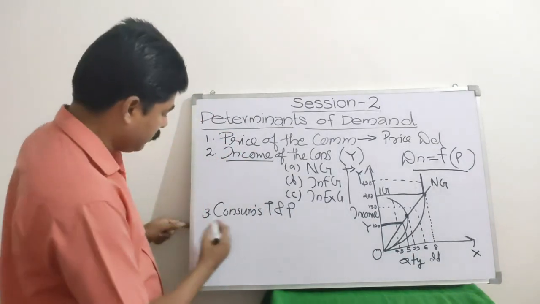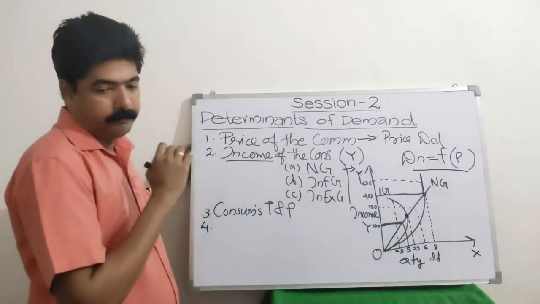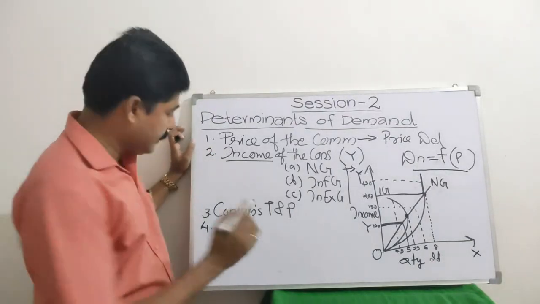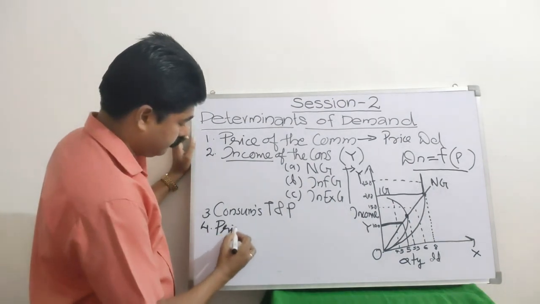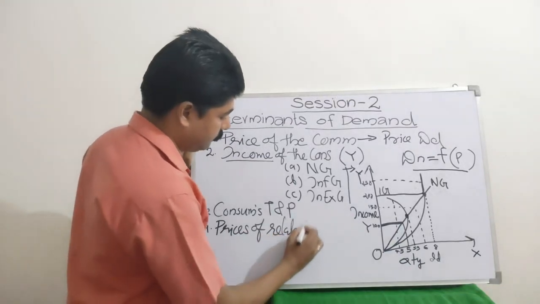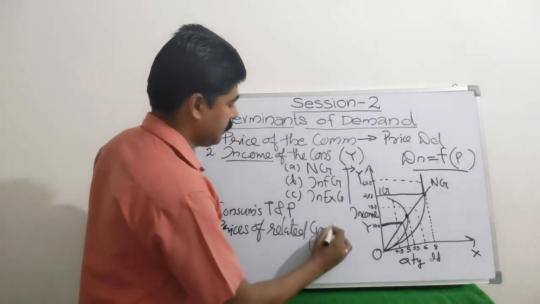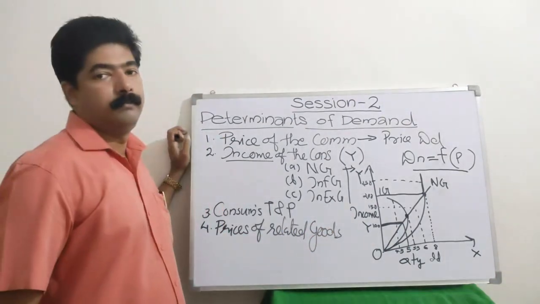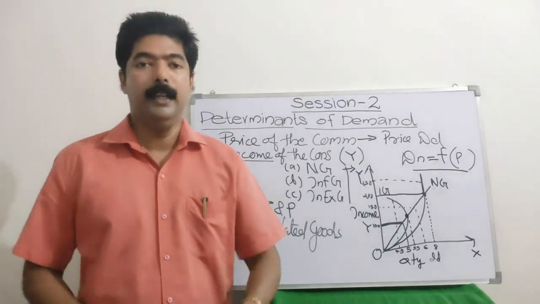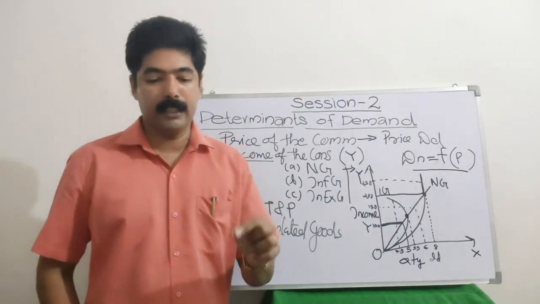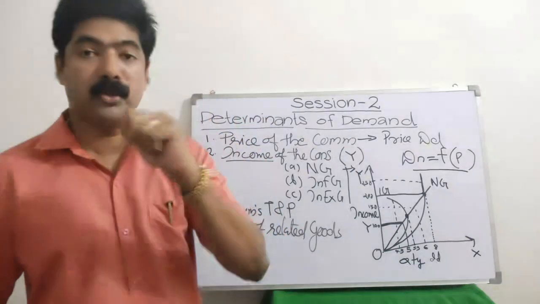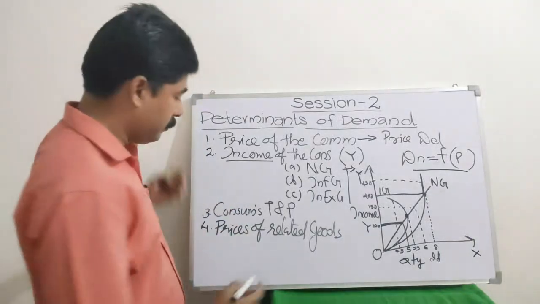Then we move to the fourth determinant. It is prices of related goods. You can write prices of related goods. What are prices of related goods? Keep in mind that related goods can be classified into two categories. Number one is substitute goods and second one is complementary goods.